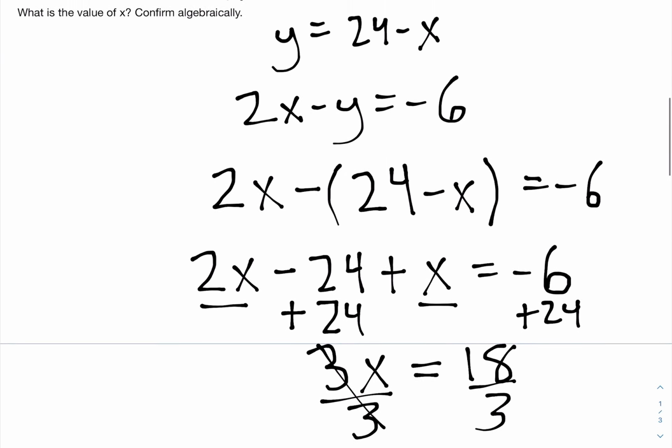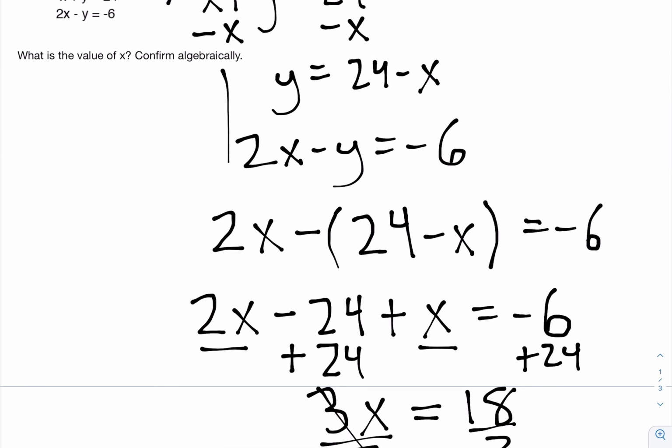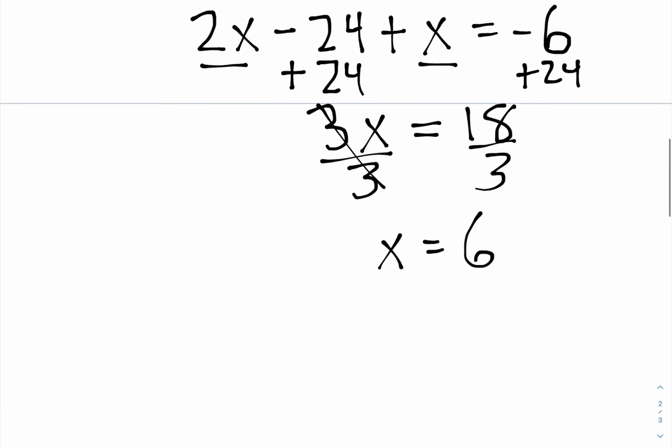So if we were to draw both of these linear functions, these lines, on a graph, that means that they would intersect at x equals 6. I'm not going to draw it out, but I illustrated that in the last example. Hopefully it makes a bit of sense.